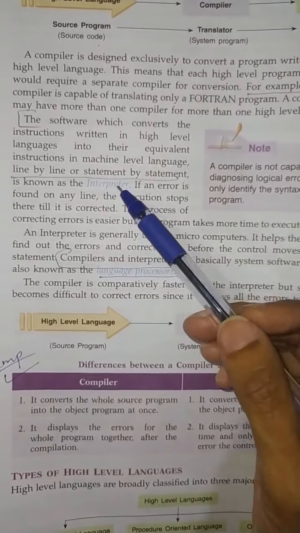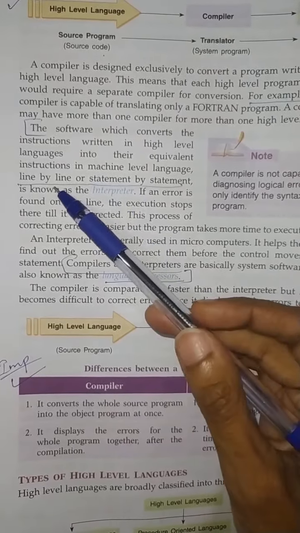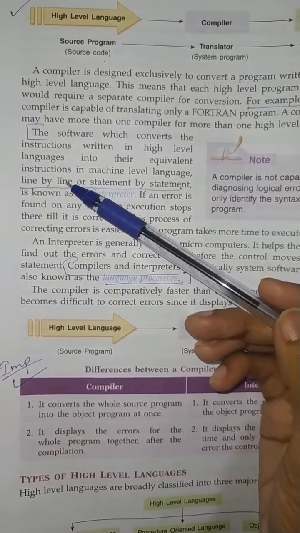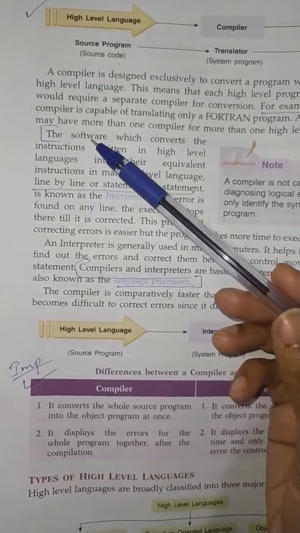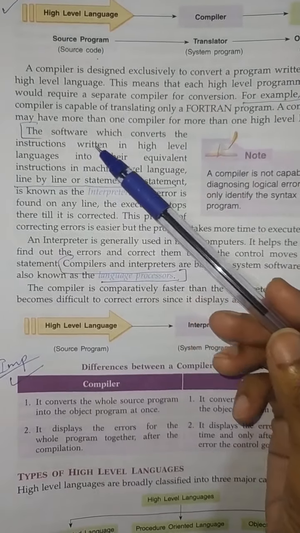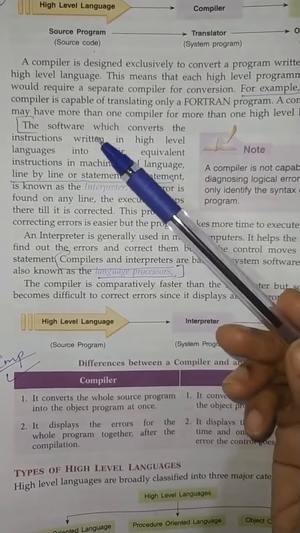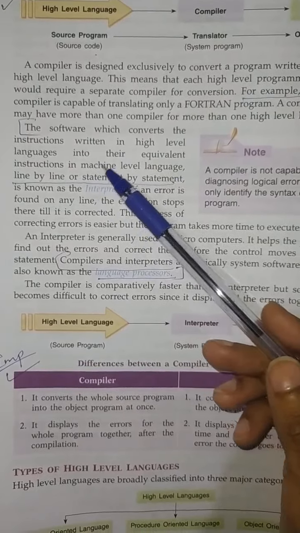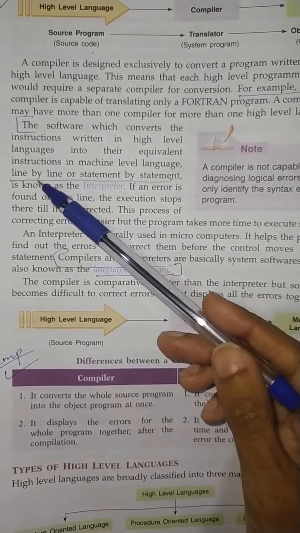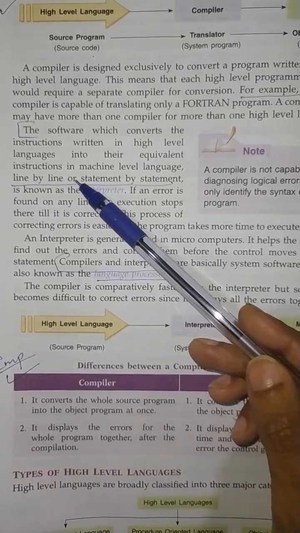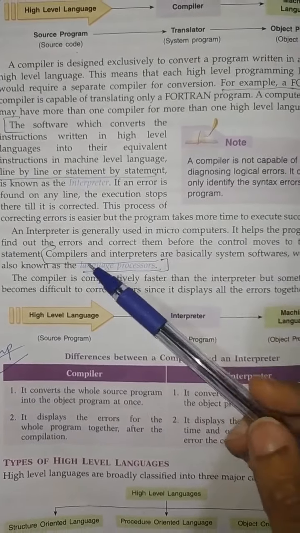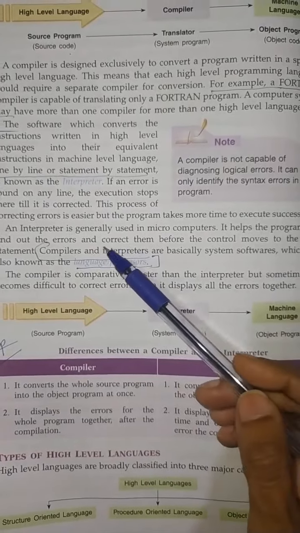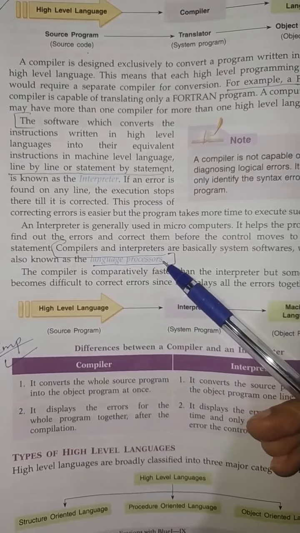And interpreter means we are converting line by line only. That is the main difference between compiler and interpreter. The software which converts the instructions written in high level languages into their equivalent instructions in machine level language. But what is the difference? Line by line or statement by statement it will take. So compilers and interpreters, we can also name it as language processors.